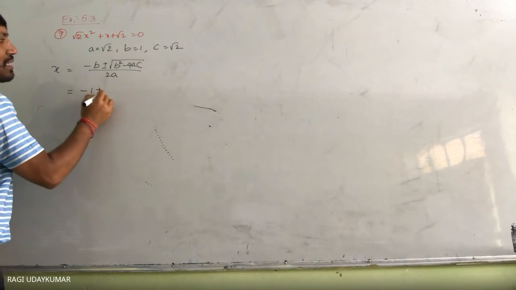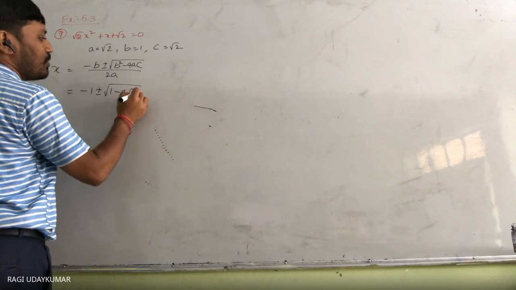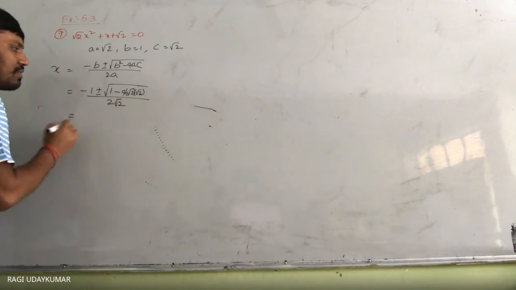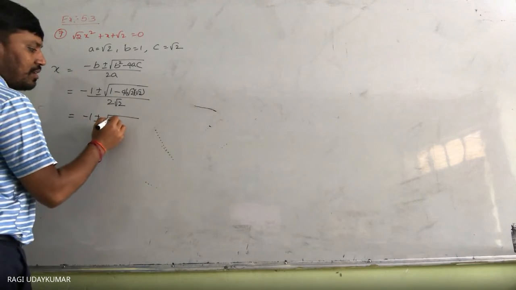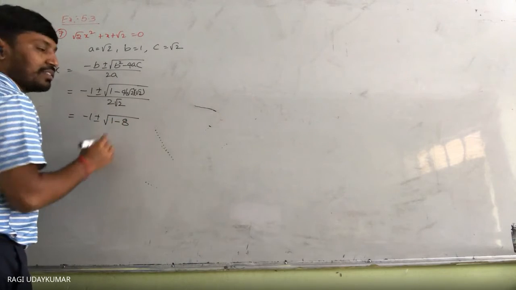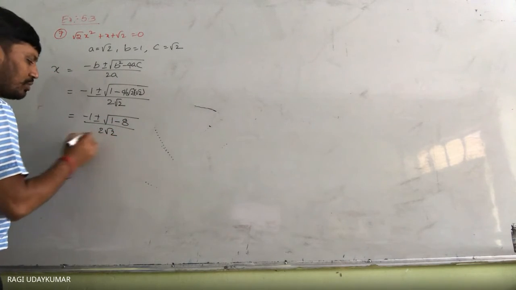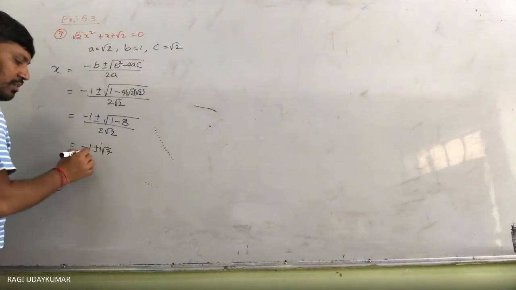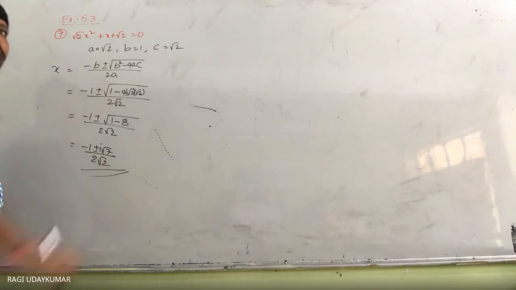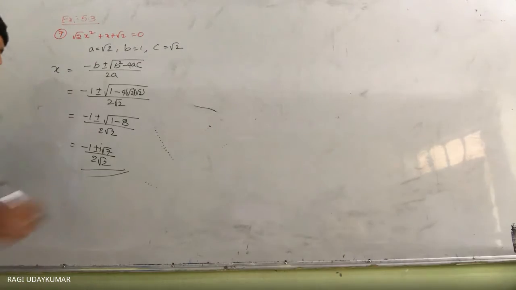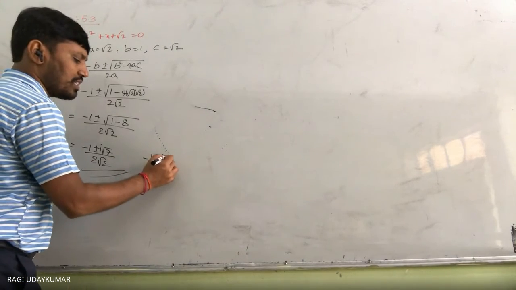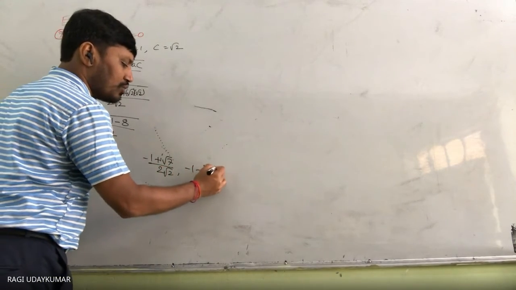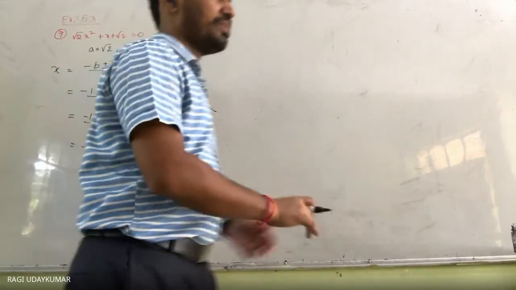Minus 1 plus or minus under root of 1 minus 4 root 3 into root 2 by 2 root 2, which is equal to minus 1 plus or minus under root of 1 minus 8 by 2 root 2. Minus 1 plus or minus I root 7 by 2. तो इसको कुछ नहीं कर सकते. That's all. One root is minus 1 plus I root 7 by 2 root 2, and another root is minus 1 minus I root 7 by 2 root 2.